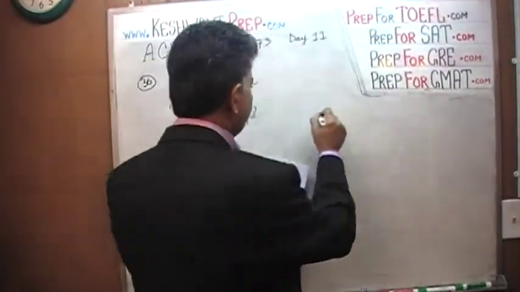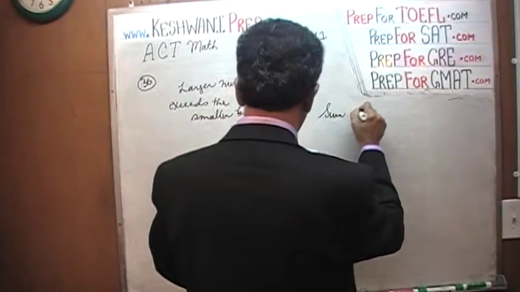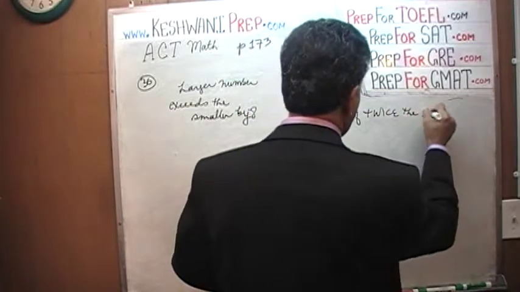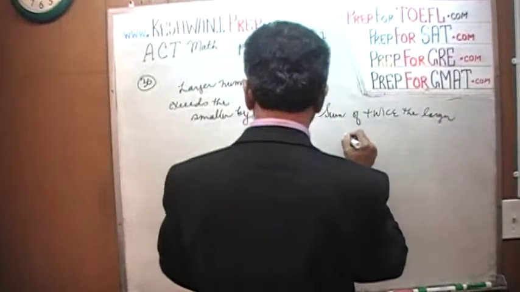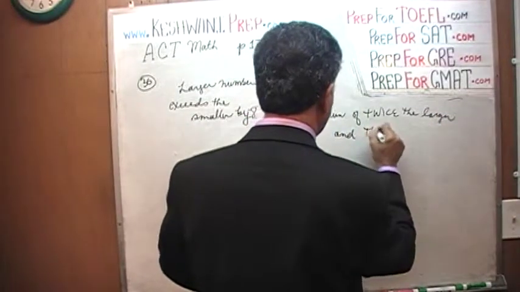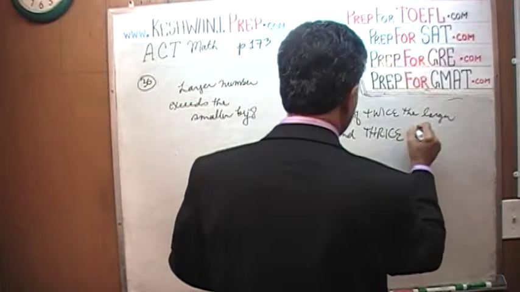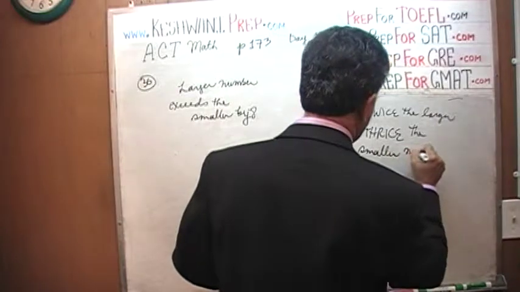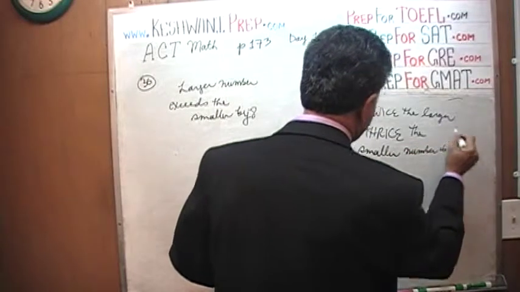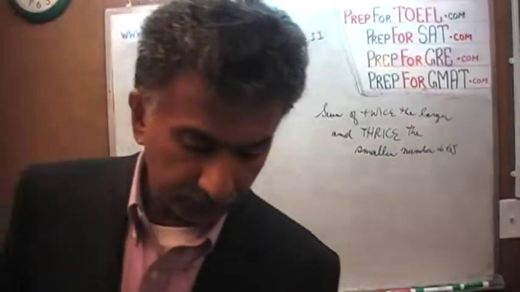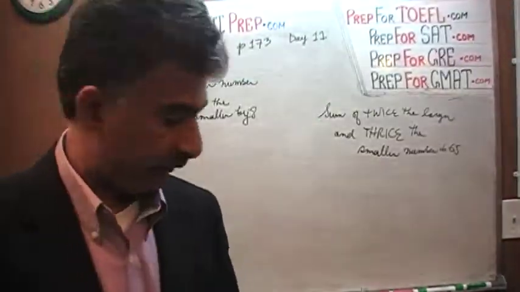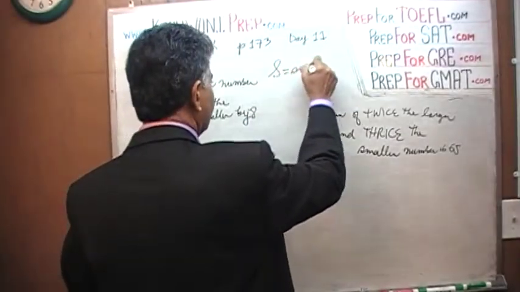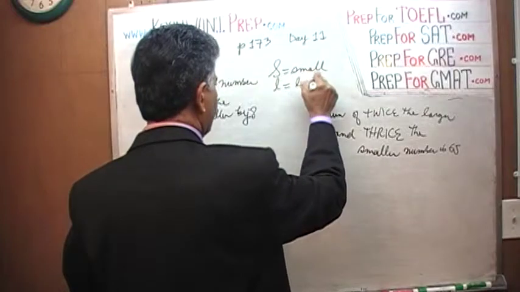Then they further go on to tell us that the sum of twice the larger number and thrice the smaller number is 65. We're going to deal with this statement one at a time and see what we can come up with. We're going to use letter S to represent the small one. We're going to use the letter L to represent the large one.